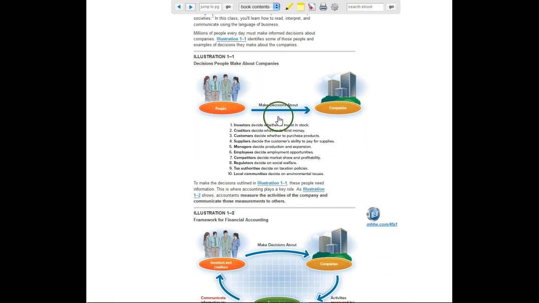Now, who needs this information for decision making? Well, investors. Do they buy the stock or sell the stock? Creditors, do they loan money to the business or not? Customers, suppliers, managers, of course, to make decisions on a daily basis for the company, even employees, and then you can see the others down through here.